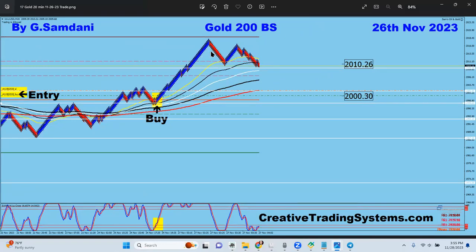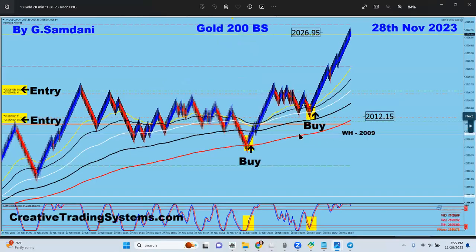So this was the first one. And I said, well, let me close and see what happened at 2009. So later on, it didn't bother coming down to 2009 and started to go to the upside. And this is what happened. This is the one, the first entry here.